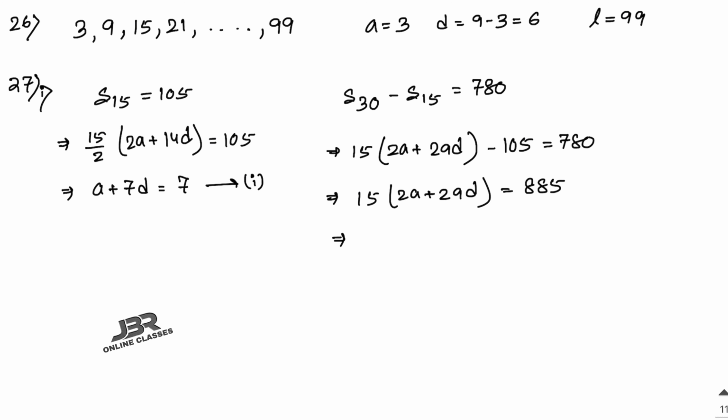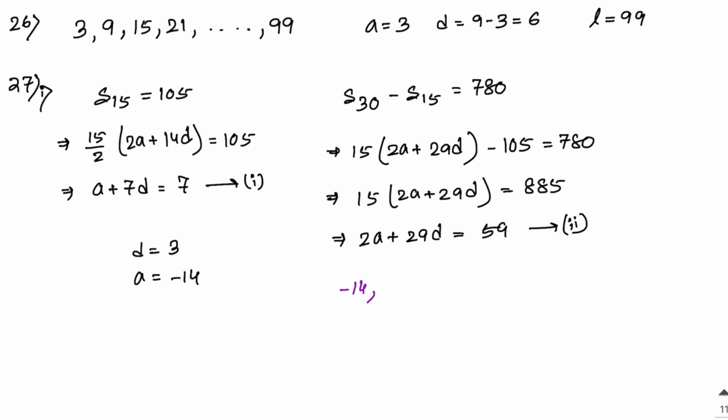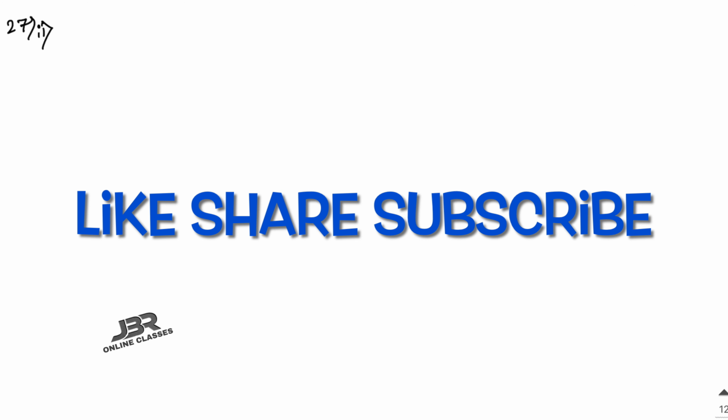Now if you divide 8 by 15, so 2a plus 29d equals 59. That is equation number 2. Now you can solve equations 1 and 2. Then d equals 3 and a equals minus 14. So the first term is minus 14, then minus 14 plus 3 is minus 11, minus 11 plus 3 is minus 8 as your answer.